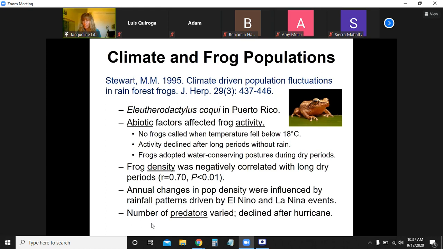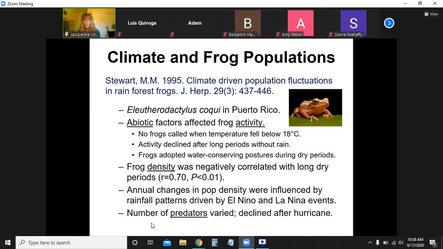And there's the statistics that we talked about last time to explain that. So the R value is 0.7. That means that 70% of the variation was explained by that relationship between frog population density and long dry periods. And it's a significant relationship, right? There's a less than 1% probability that this was a random pattern, meaning the interpretation is it must be a real pattern. Okay, so that's a good example of what we were looking at last week.